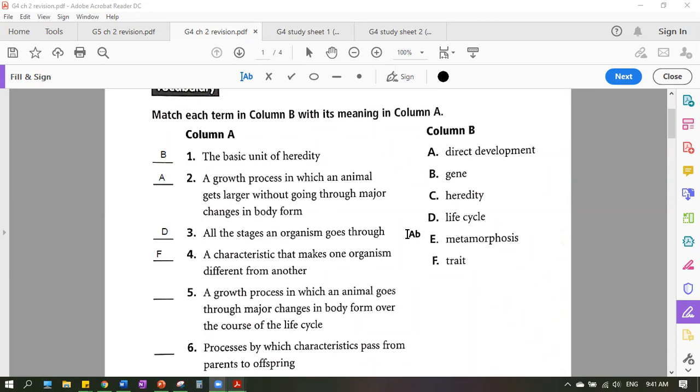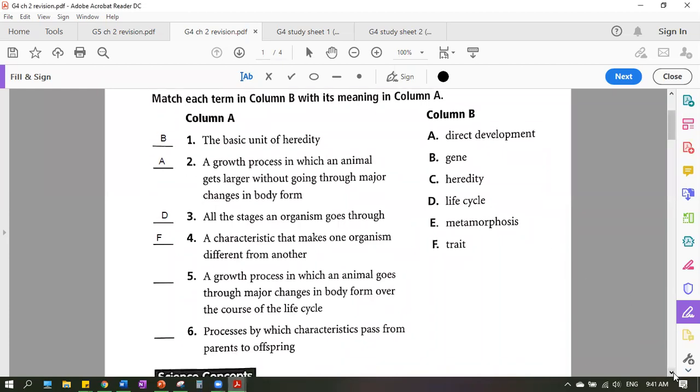I mean, we learned about the gene before, the trait. Wait for heredity. I will explain it right away, but just as we move through the question. Yes, Muhammad?